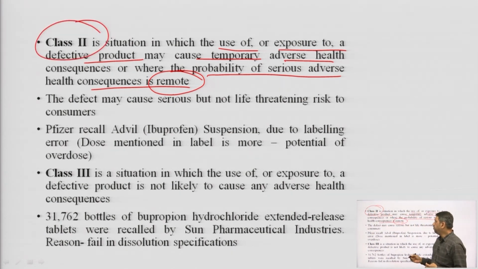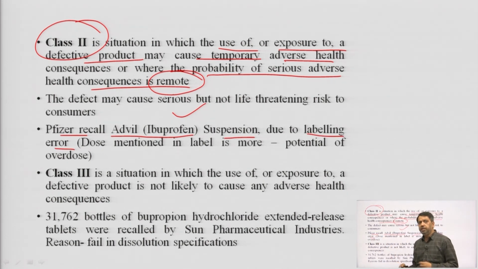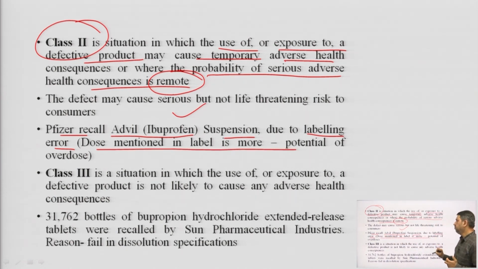There is an example where Pfizer recalled Advil, an ibuprofen suspension, due to a labeling error. In this, basically the dose mentioned on the label is more. So, there is a chance of an overdose in pediatric patients, but ibuprofen is quite a safe drug. If the label error is there, there is a chance of an overdose, but there is no chance of any kind of life threatening side effect. So, in this case, a class 2 recall may be initiated.